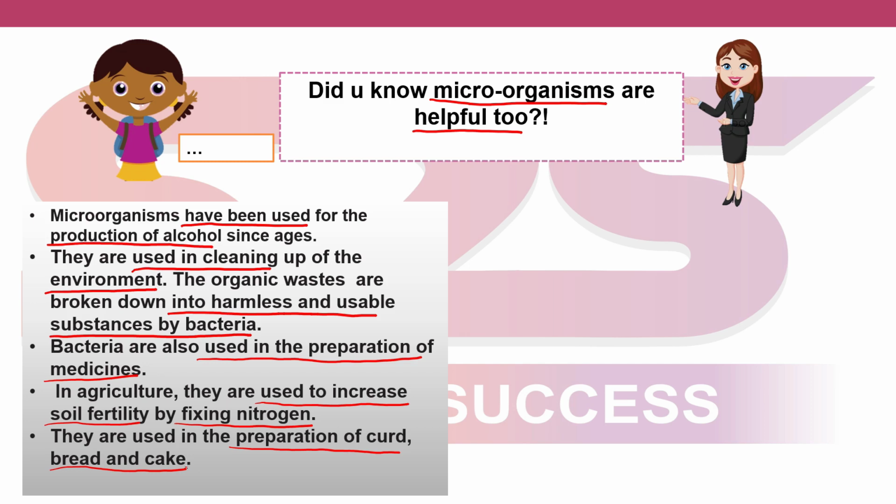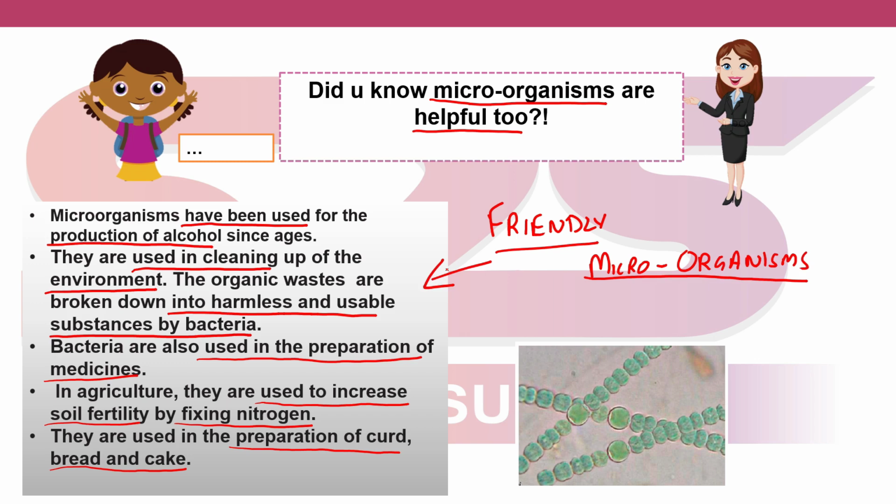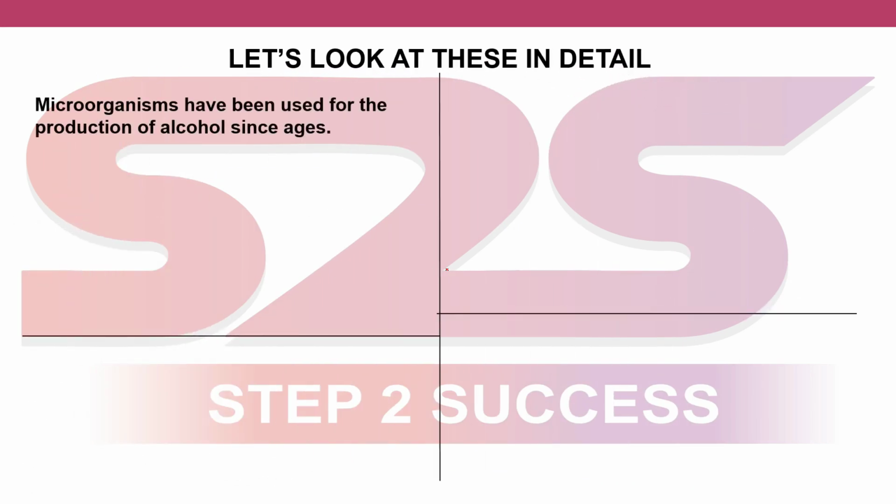So basically, we now know that there are friendly microorganisms which can be used for various purposes. Like microorganisms have been used for the production of alcohol, used in cleaning of environment. Organic wastes are broken down into harmless and usable substances, used in preparation of medicines, used to increase soil fertility by fixing nitrogen, used in the preparation of curd, bread, and cake. Thus, these microorganisms, which are used to perform such functions, are friendly in nature. So, we are starting to study about the friendly microorganisms. And these type of microorganisms perform the following functions. Now let us look at these in detail.